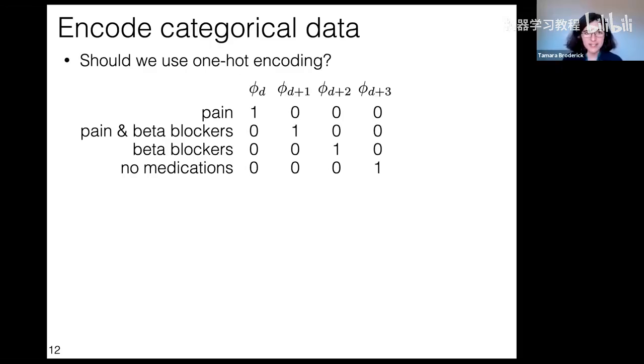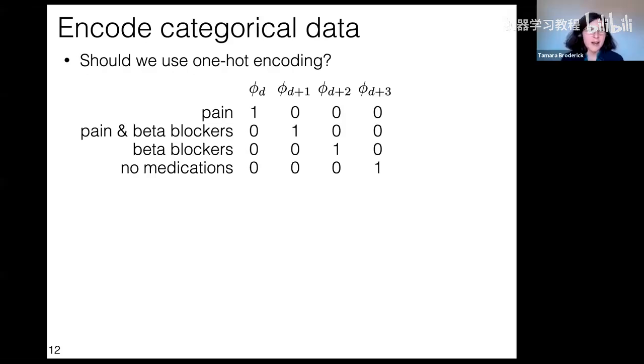Okay, but as many of you are observing, there's something a little bit unnatural about this, because in some sense, what's really happening here is there are 2 features and we have just squished them together, right? One feature is, are you taking a pain medication? And one feature is, are you taking a beta blocker medication? And yes, we can squish them together. Like we could squish any 2 features together.